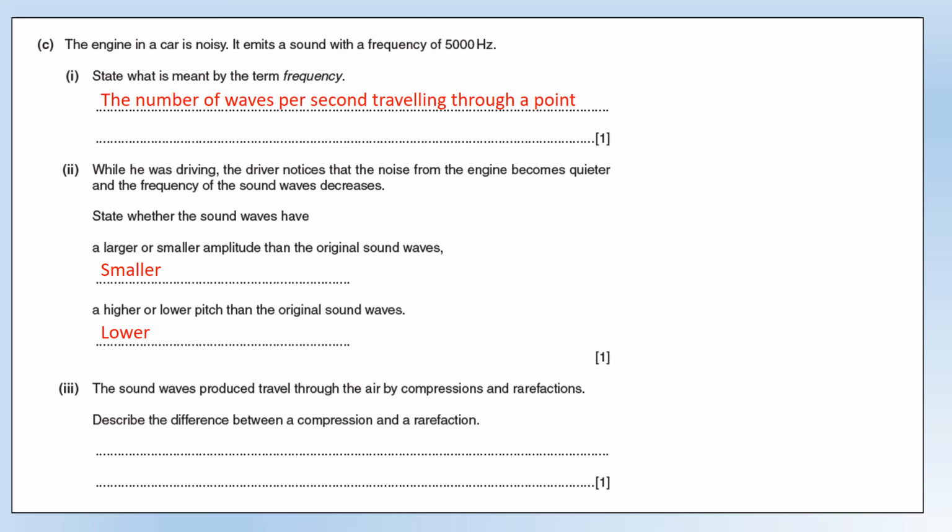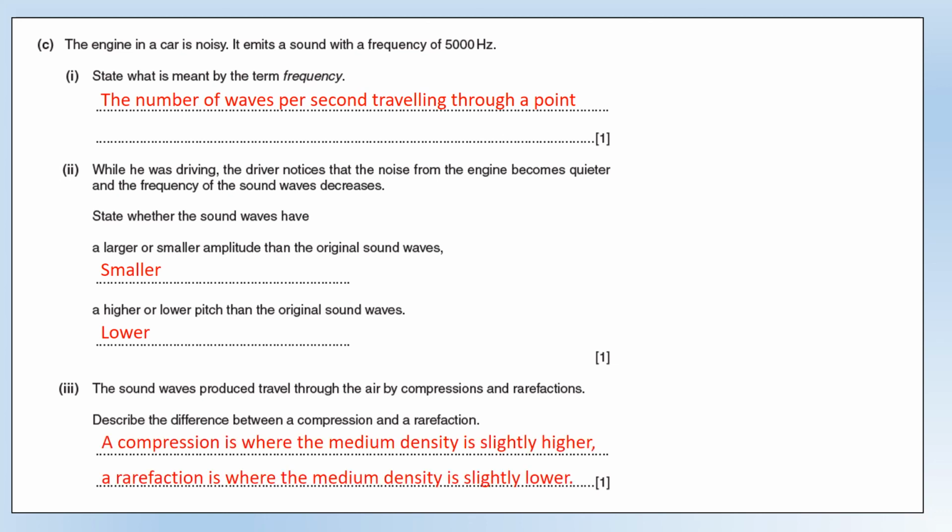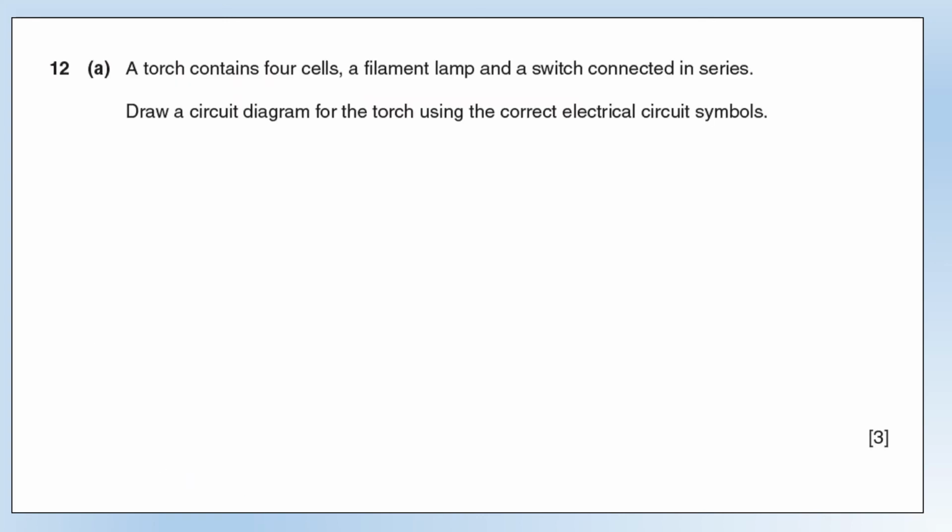Sound waves produced travel through air by compressions and rarefactions. Describe the difference between a compression and a rarefaction. So a compression is where the medium density is slightly higher, so the particles of the medium have been compressed together, and a rarefaction is where the medium density will be slightly lower because the particles have been spread out at that point.